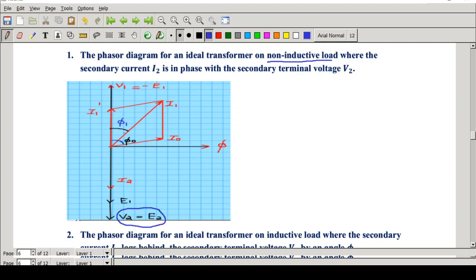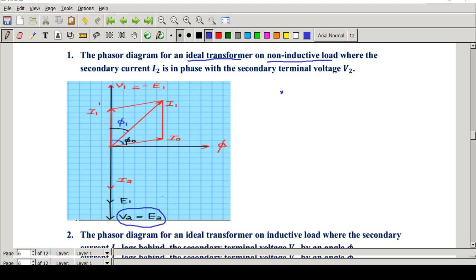Here V2 is equal to E2 because this is an ideal transformer. There is no voltage drop. That is the first point. When you draw the vector diagram, you have to give a clear explanation. So the first point is V2 is equal to E2 because this is an ideal transformer and there is no voltage drop.